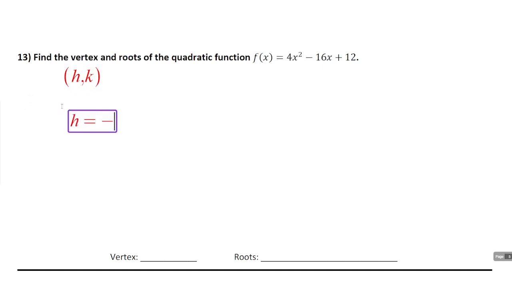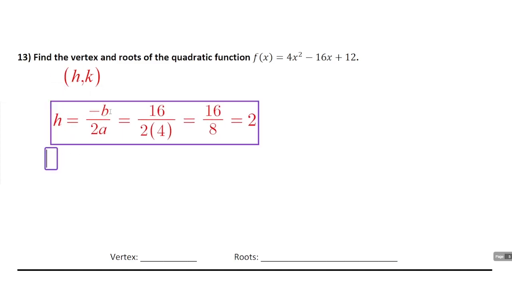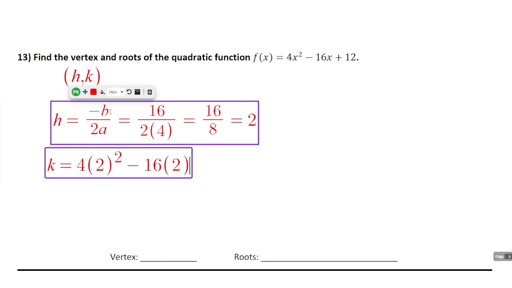H is going to be negative b over 2a, which in this case would be 16 divided by 2 times 4. So 16 over 8 would be 2. So the x-coordinate of the vertex is going to be 2. And then to find the k, we're going to plug in 2 back into the equation. So 4 times 2 squared minus 16 times 2 plus 12.